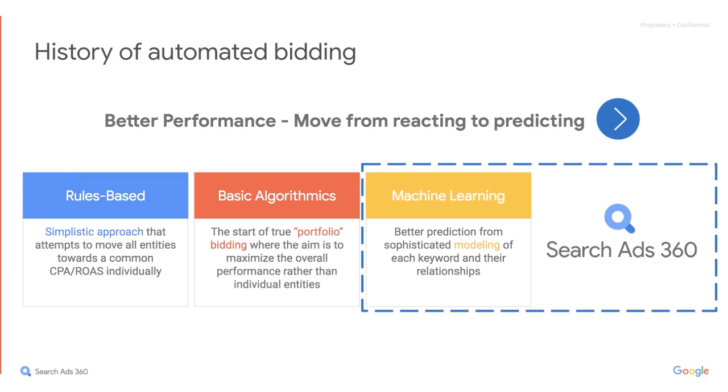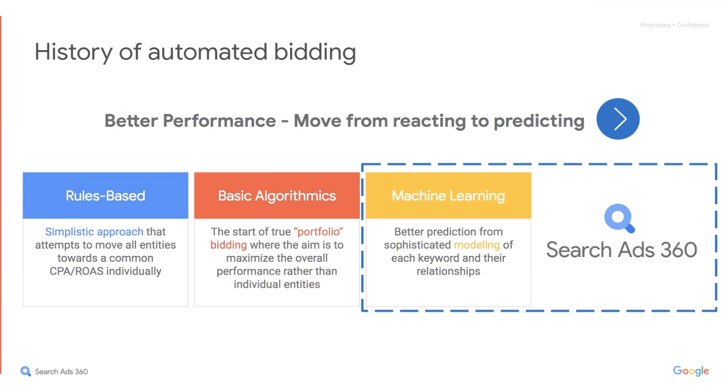Then we moved into portfolio bidding, where bidding looks into a larger group of keywords and how to maximize the portfolio as a whole. Some things that the system takes into consideration are the trade-offs between keywords, or where is best to invest the budget in order to maximize your conversions.